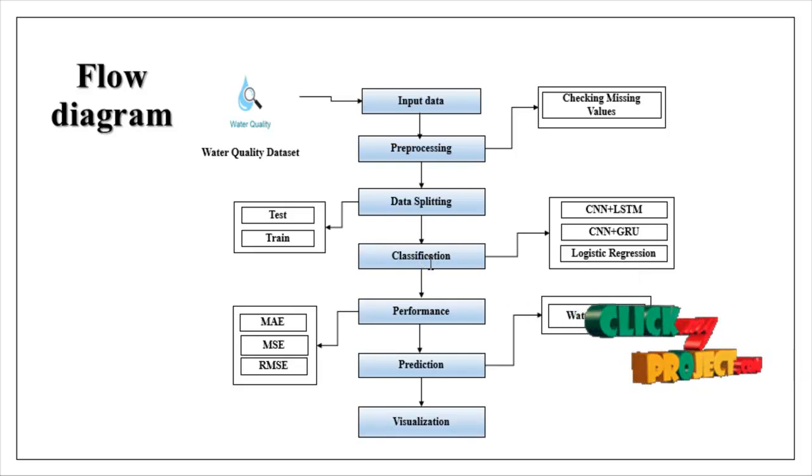After classifying the data, we need to estimate performance metrics, such as error values like mean absolute error, mean square error, and root mean square error. After that, we need to predict the water quality, whether it is safe or not safe. After prediction, we can visualize the whole data in the form of a comparison graph based on our error values. This is the flow of our project.